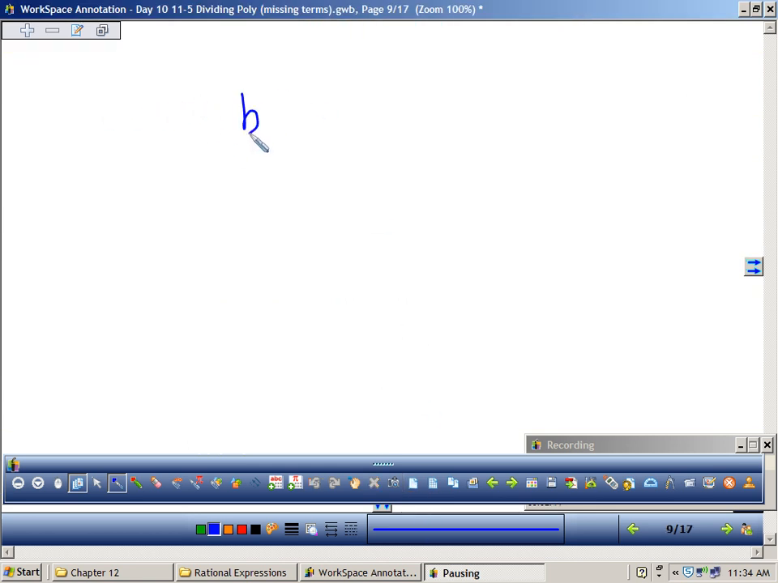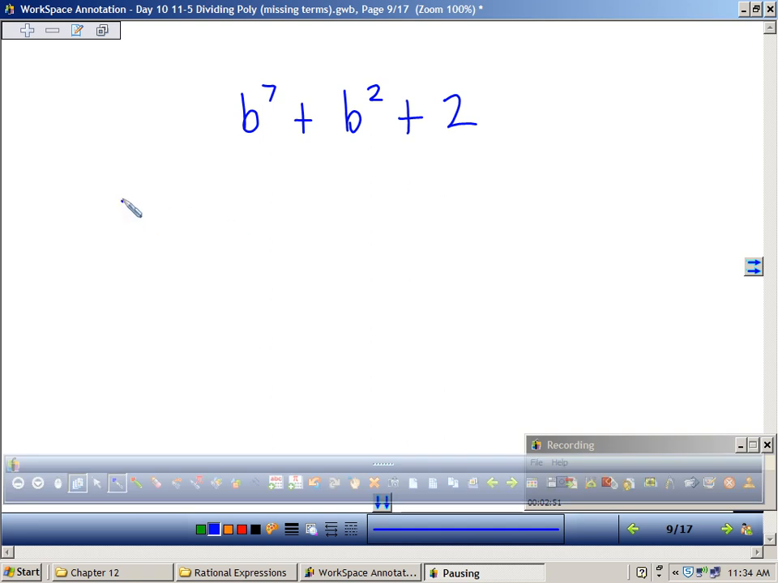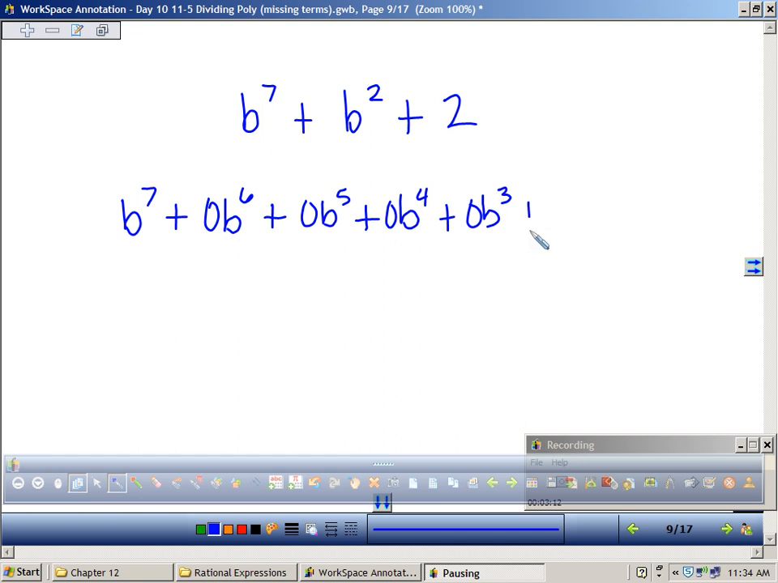What if I had b to the 7th plus b squared plus 2? What am I missing? Start with b to the 7th. What am I missing? b to the 6th. I don't have one, right? There's none. What else am I missing? b to the 5th. What else am I missing? b to the 4th. What else am I missing? b to the 3rd. I've got b squared. I don't have a b.